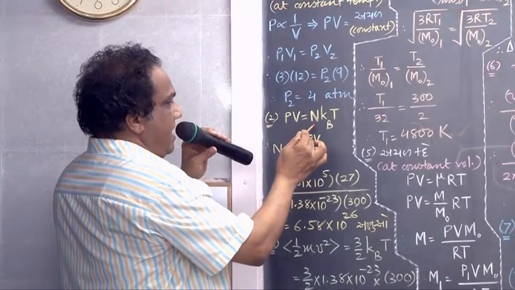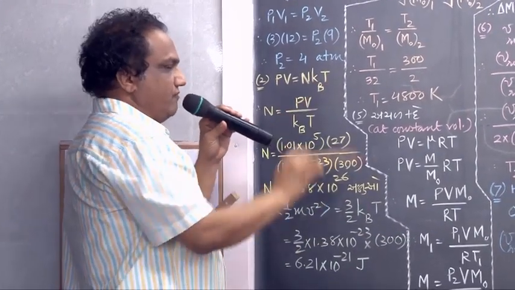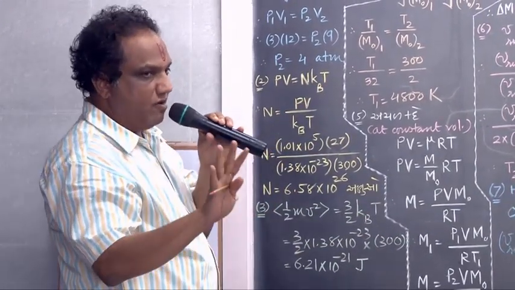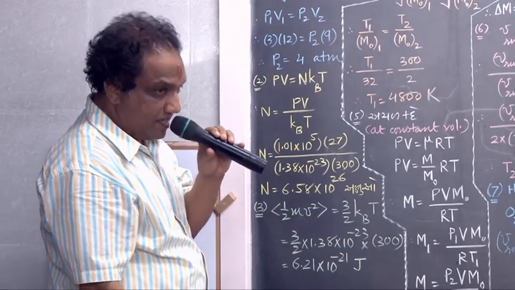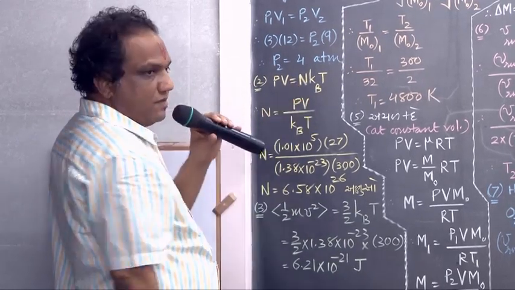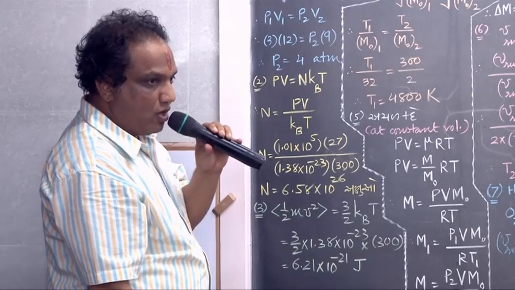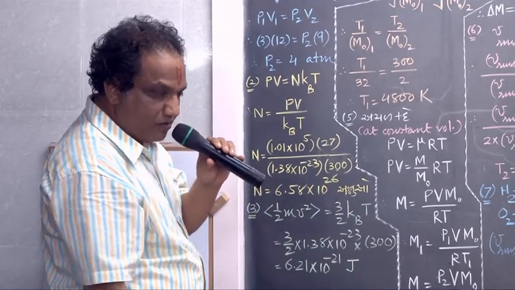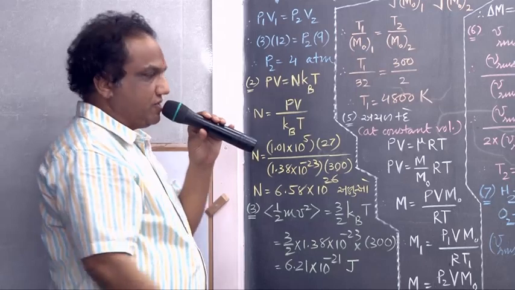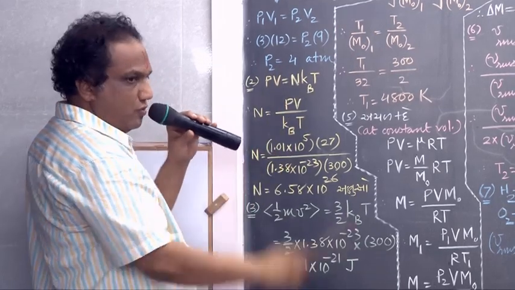PV equals to N kBT. This is one of the 4 equivalent forms of the equation of state for an ideal gas. What is capital N? Total number of molecules, which you want to find out. Just make it the subject of the equation. So it is PV upon kB into T.